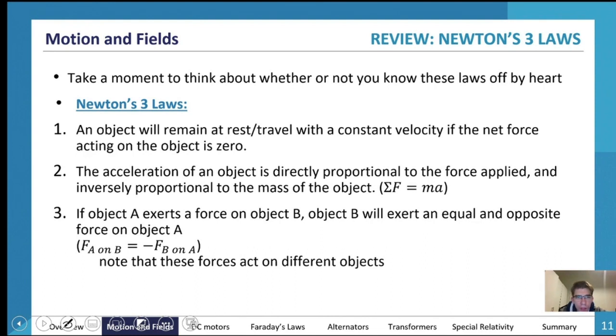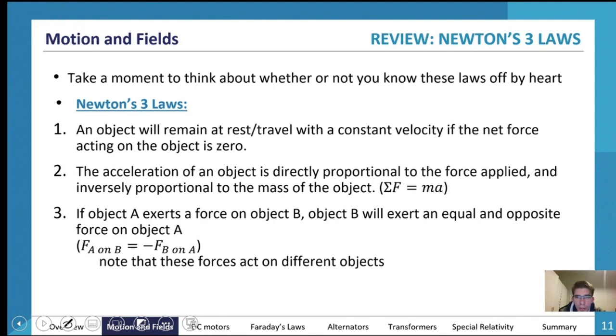The third law states that if an object A exerts a force on object B, then object B will exert an equal and opposite force on object A. So force of A on B is equal to negative the force of B on A. Note that these forces act on different objects.